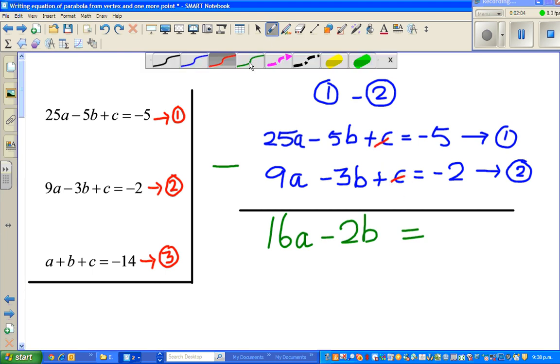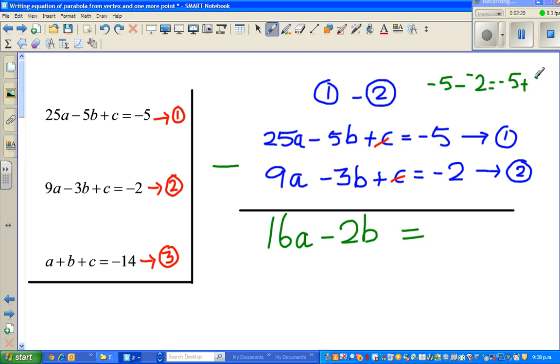And let me bring back my green. This is minus 5, take away minus 2. Okay, you can use a calculator. Minus 5 minus minus 2. That is minus 5 plus 2, which is negative 3. I'll name this equation 4.